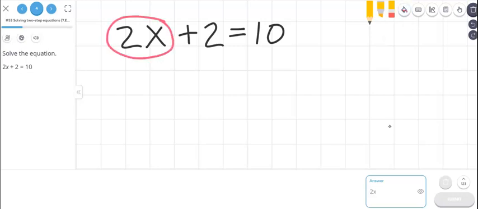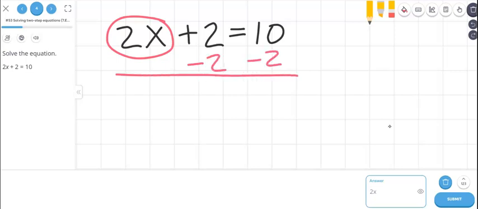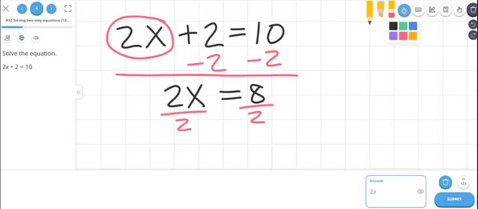All right. Variable term is 2x. Get rid of the plus 2 by doing minus 2 to both sides. We get our 2x to come down equals 10 minus 2 is 8. And we're going to go ahead and divide both sides by 2. And we end up with x equals 4.